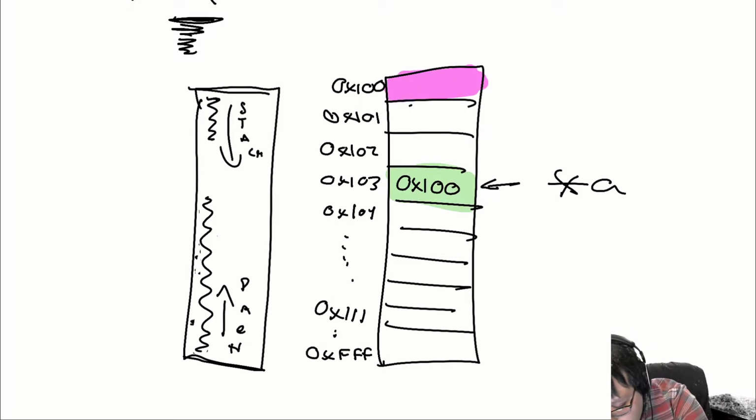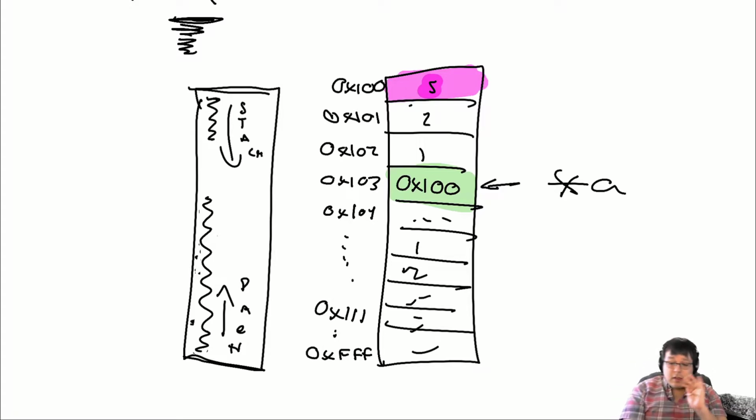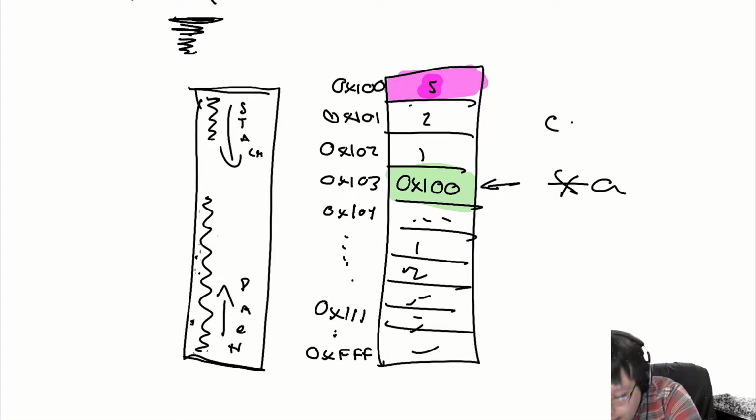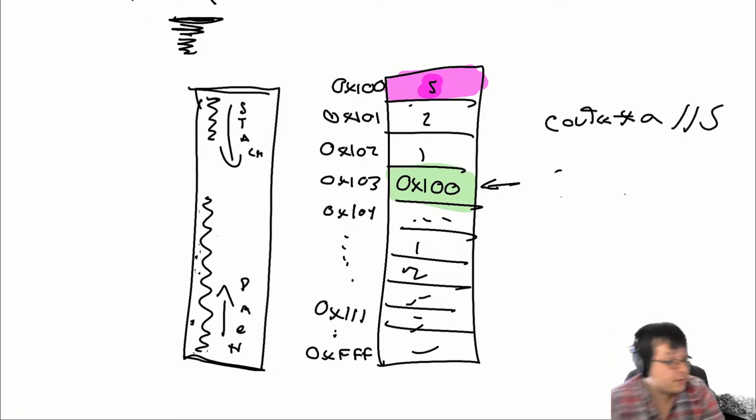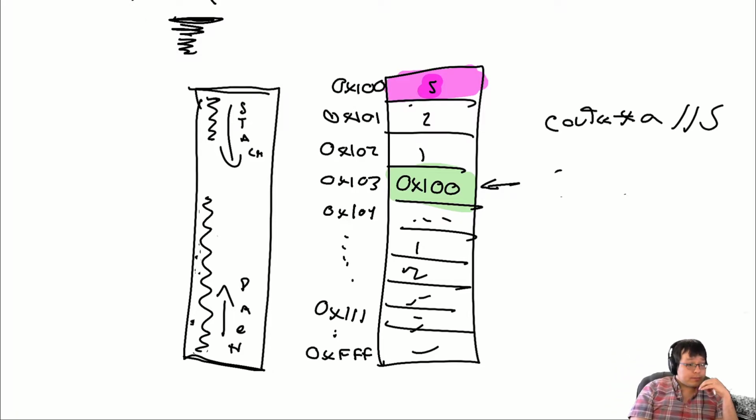And suppose that there's other data here. Maybe there's a 5 here, a 2, a 1, some garbage, and so on. If I go ahead and say cout asterisk A, which is dereferencing A, that is going to go to address 100, which has a value of 5, and print out 5. Okay? So all you're keeping in A is an address of something else.